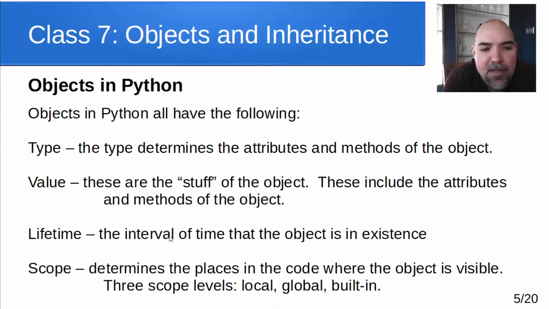They also have a lifetime when we create an object instance, meaning how long that object is in existence. And an object instance also has a scope. In other words, where can we access it in the code? There are 3 levels of scope in Python. Local, meaning inside of a function. Global, meaning outside of a function, and globally available. And built-in, which are things that are part of Python itself, kind of like the print function.